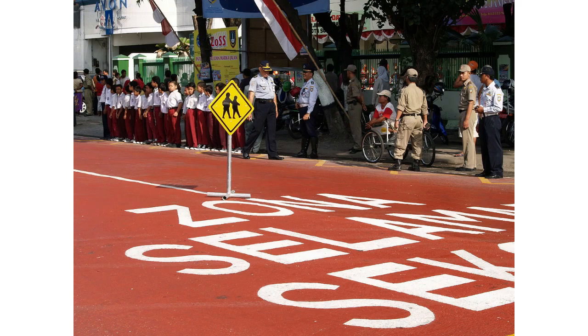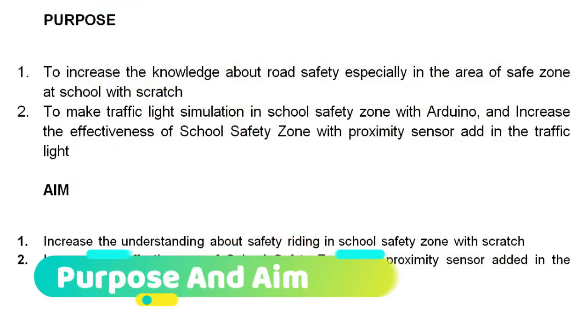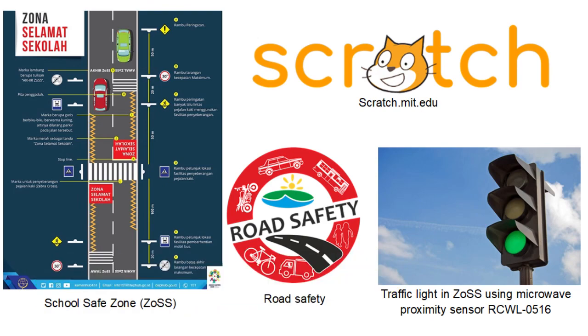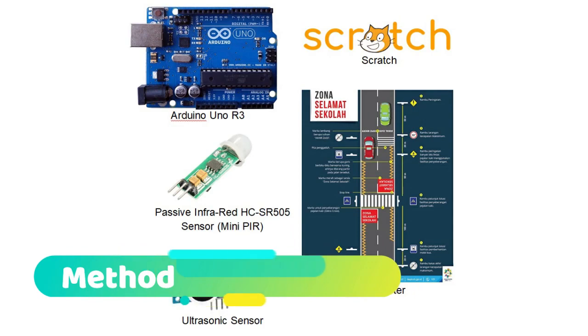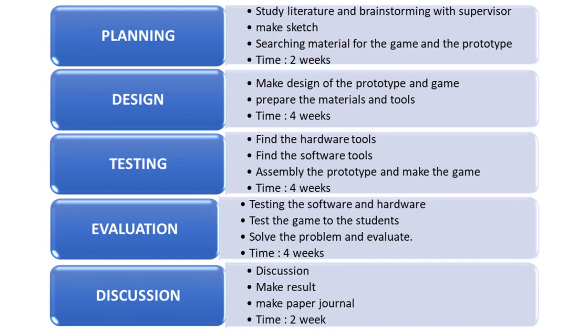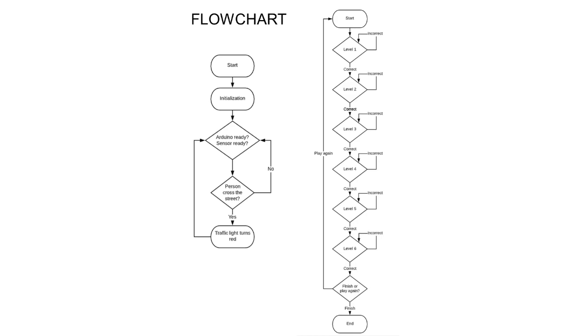To make School Safe Zone safer, we invent this project. Here are our proposals and aims. And here are our basic theory. We use Arduino Uno R3, Scratch, Mini Pi Air, ultrasonic sensor, and ZOSS poster. This is our timeline from planning until discussion. This is the flowchart for the School Safe Zone traffic light as well as the road safety game.